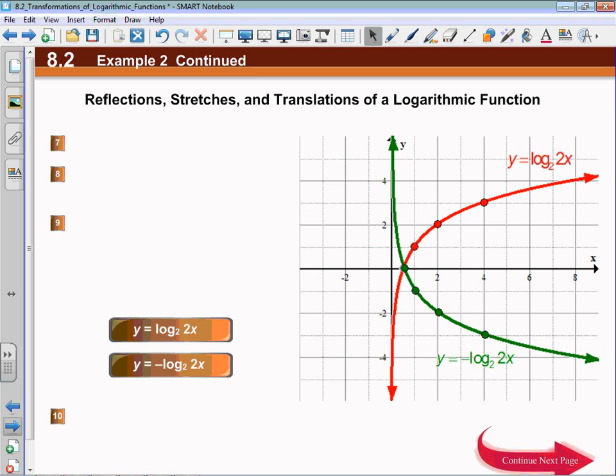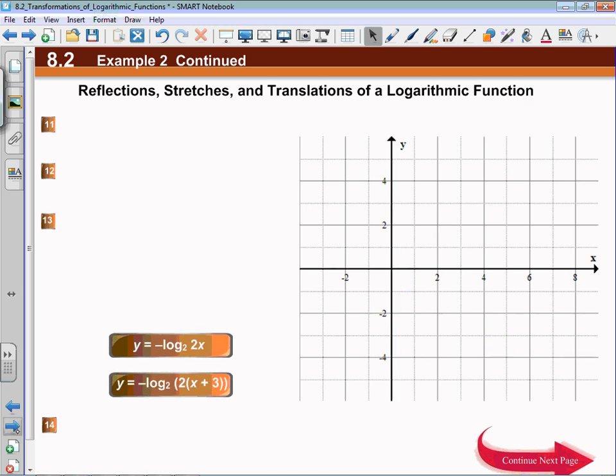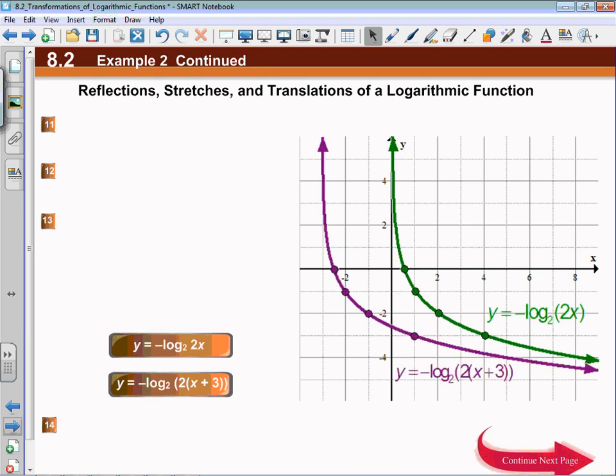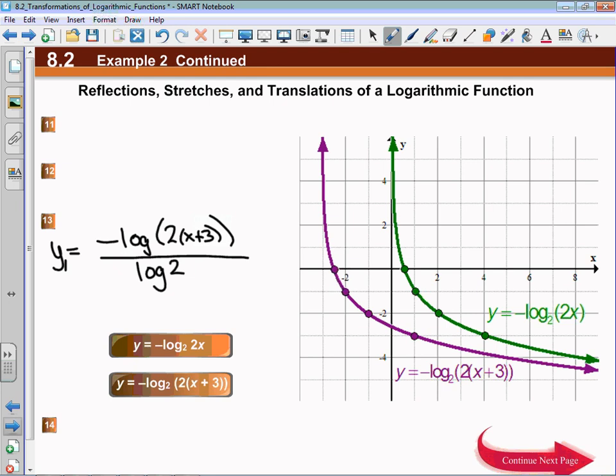All right, last thing is we're going to take that green function and move it 3 units to the left, and I get y equals negative log base 2 of 2 times (x + 3) in a bracket. If you wanted to put this into your calculator, it's a bit of a nightmare, but y1 would have to be negative log base 10 of 2 times (x + 3), divided by log base 10 of the original base, which was 2. That would give you that purple function if you used your calculator.